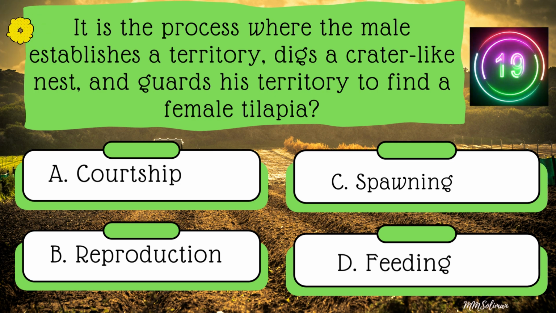It is the process where the male establishes a territory, digs a crater-like nest, and guards his territory to find a female tilapia. A. Courtship. B. Reproduction. C. Spawning. D. Feeding.